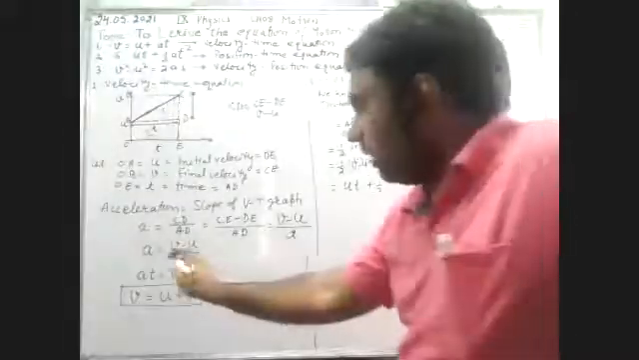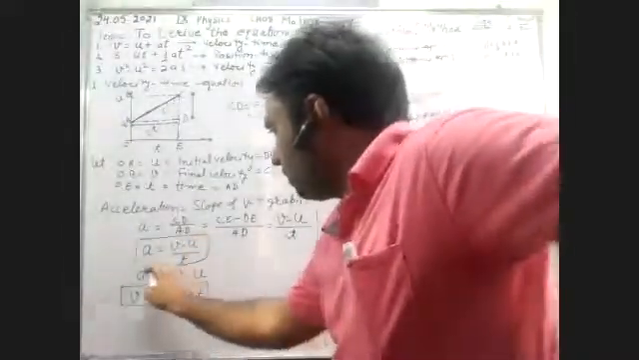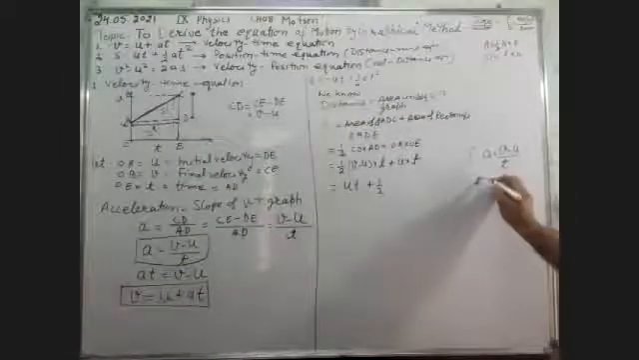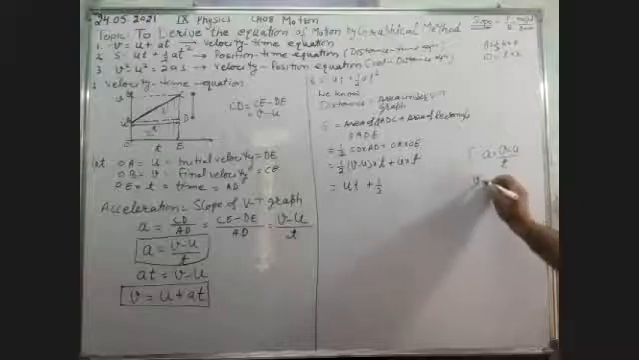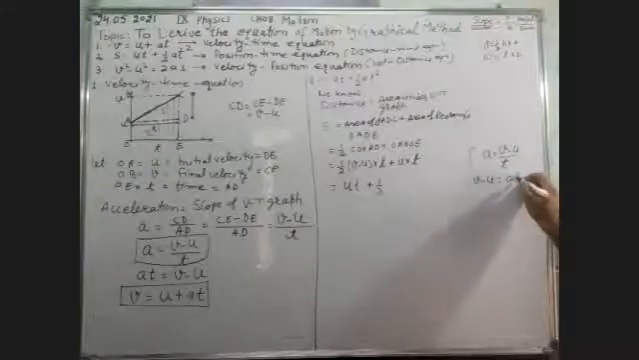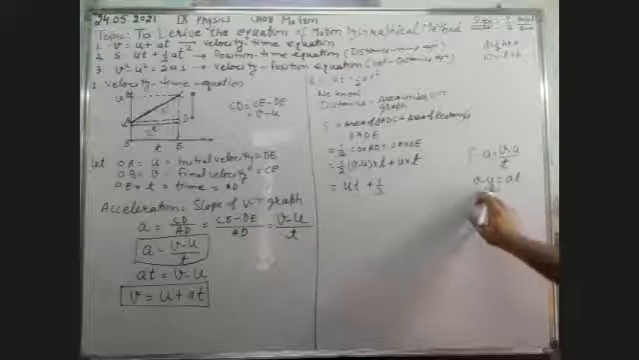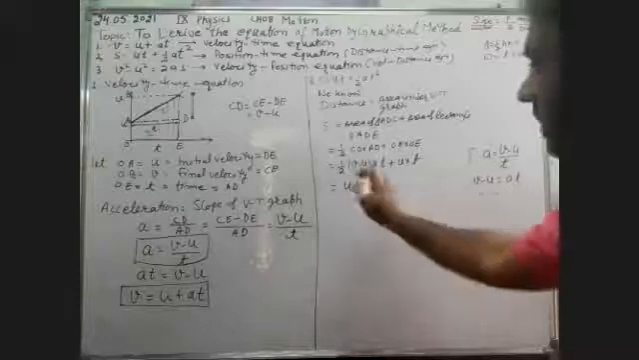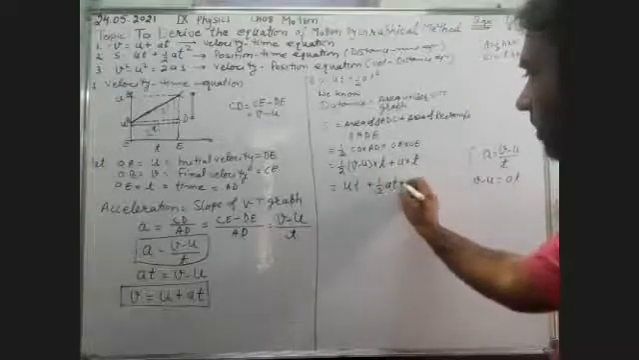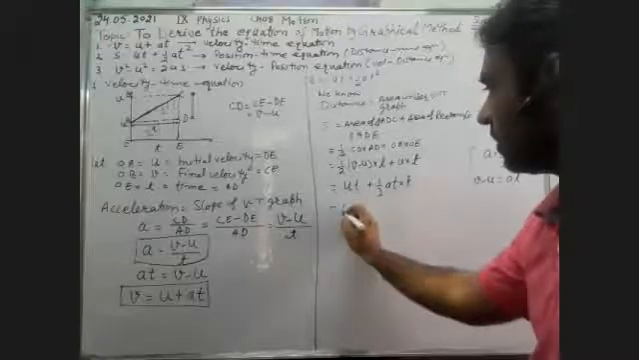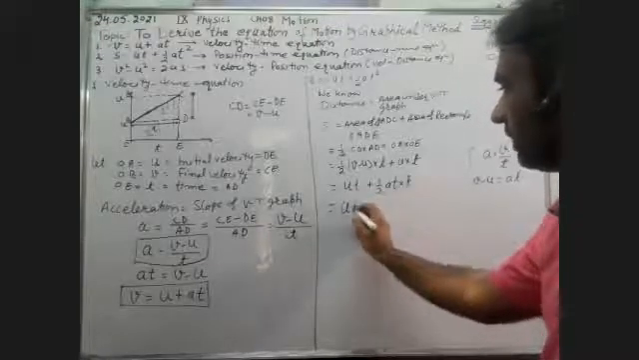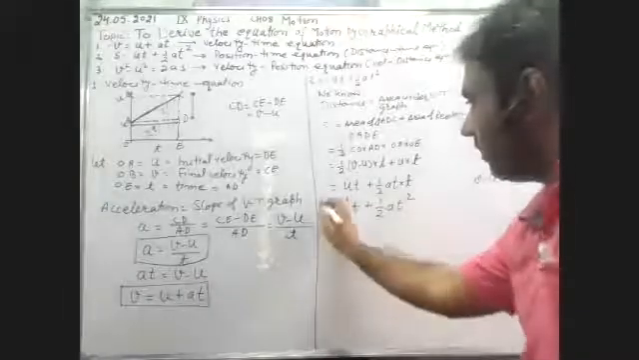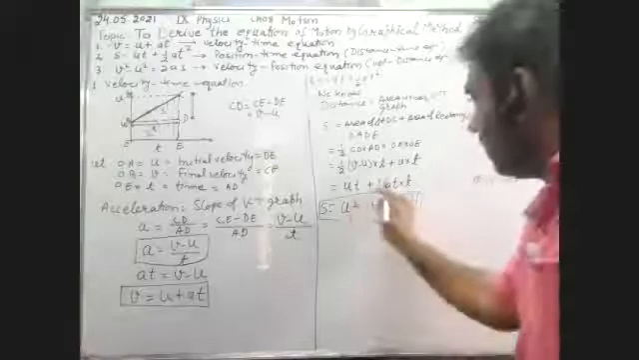We know this formula. By using this relation, we can calculate the value here. What is V minus U? V minus U is equal to A multiplied by T. So putting the value of V minus U here, what is V minus U? A into T, multiplied by T. What is this equation? UT plus 1/2 A T square. This is our required equation.